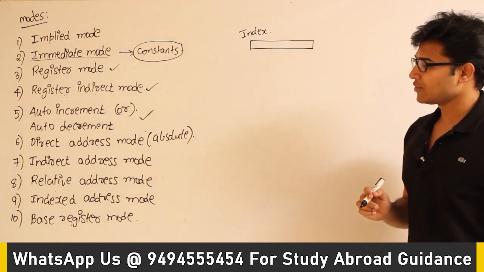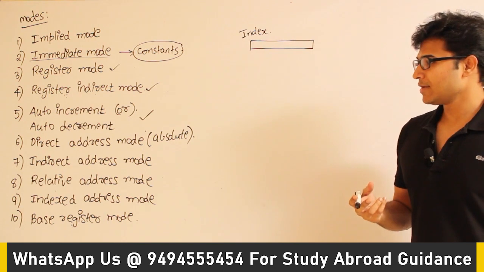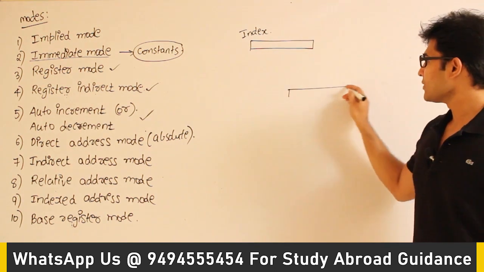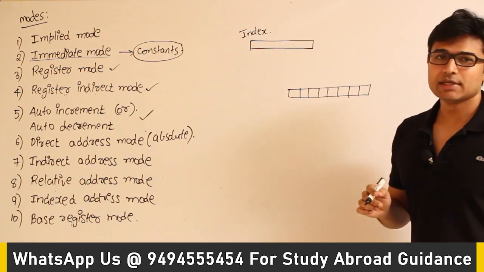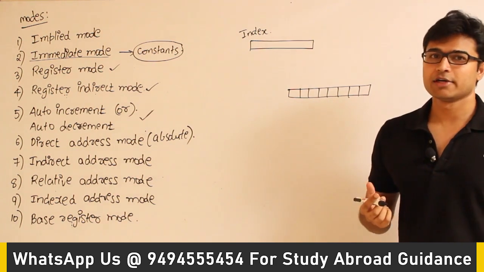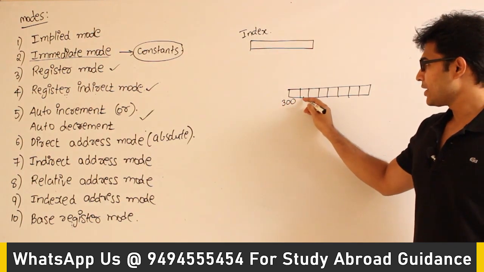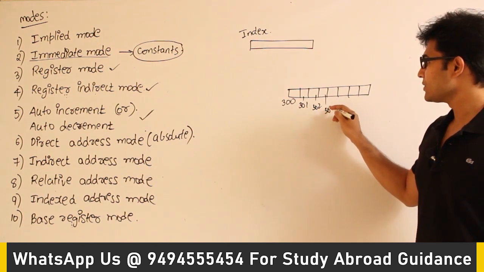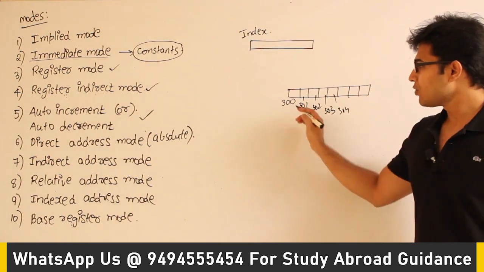The advantage of this mode is that it is useful whenever we are trying to access array elements, any element in an array. So when you have an array, let's say each element in this array occupies one word, which means the first element is at 300 and the second element is at 301, the third element is at 302, the fourth element is at 303, 304, something like this. Then how do we access them?